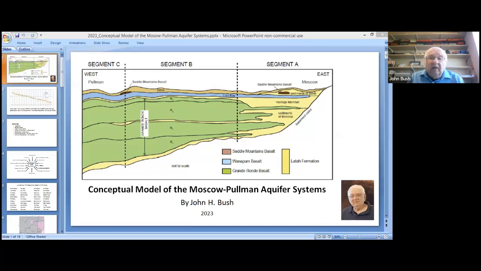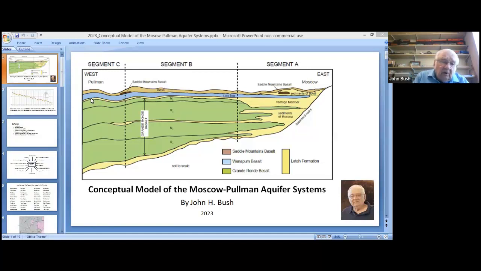First slide here reminds us that our subsurface can be divided into different segments as we go from the east side, a very sediment-rich, sediment-thick aquifer. As we go into the central part between Moscow and Pullman, the sediments play a minor part, and the aquifer systems are primarily a stack of horizontal basalt flows on top of each other. And then we go over to segment C, starting in Pullman. The aquifer rocks get somewhat tilted and folded, and then they slope out to the west into the Union Flat Creek area, which I call segment C.